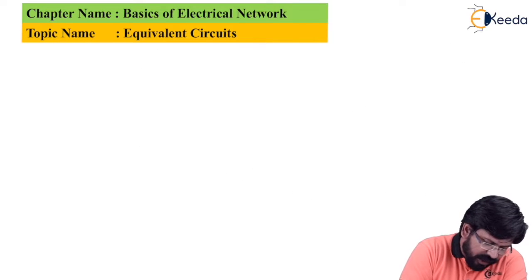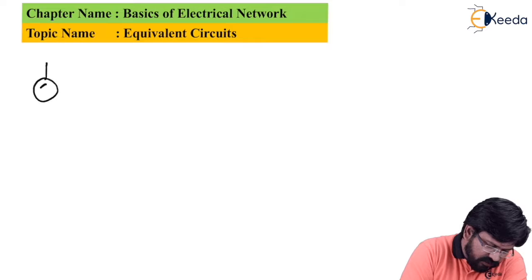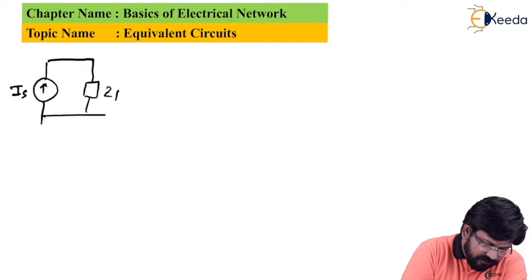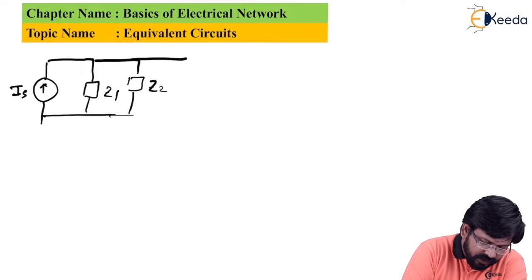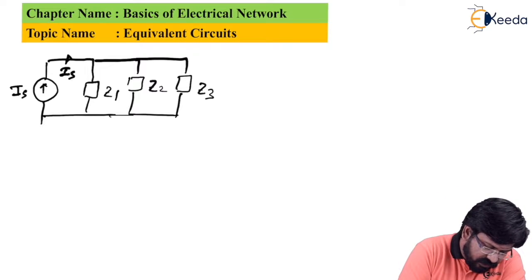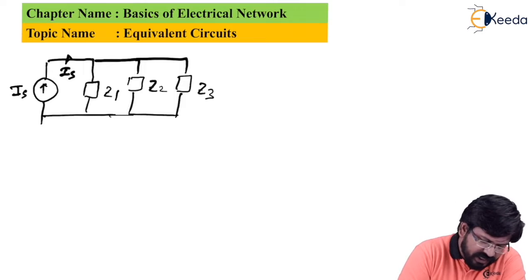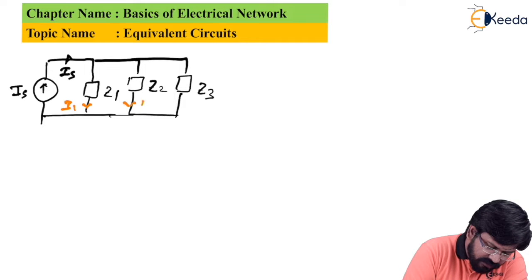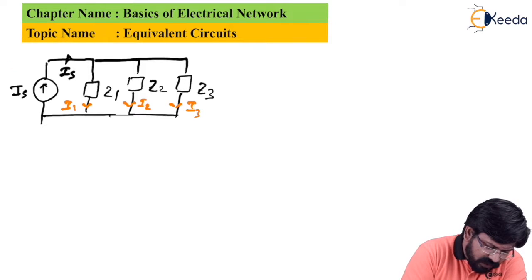So, to start with parallel circuits, let us assume a current source Is across which Z1, Z2 and Z3 are connected in parallel. The supply current is Is, which gets divided in every branch as I1, I2 and I3, assuming the voltage across this as V.